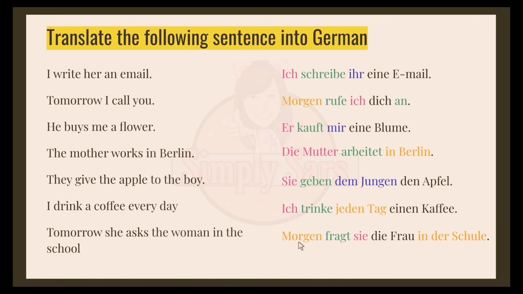So, morgen frag sie die Frau in der Schule. Morgen is our time. Frag, verb, sie is the subject, okay? She, okay? Die Frau is our accusative kasi tanungin mo yung sarili mo, sino yung tatanungin nung babae? Okay? Sino yung tatanungin nung babae tomorrow? Die Frau. Kaya accusative siya. In der Schule is our location. Okay? So, yan.